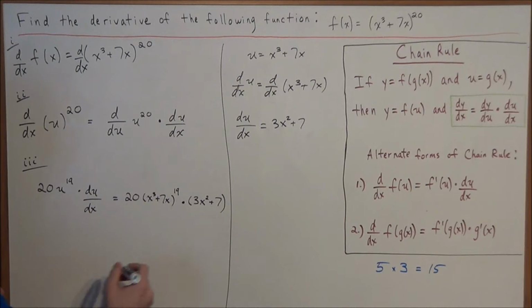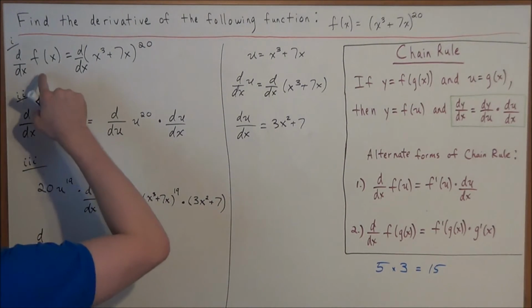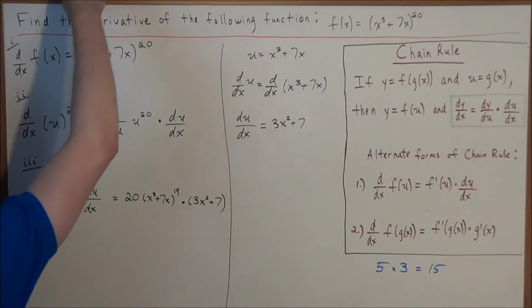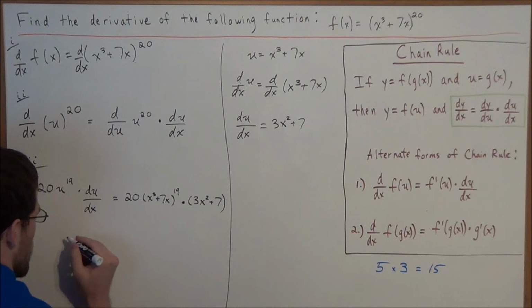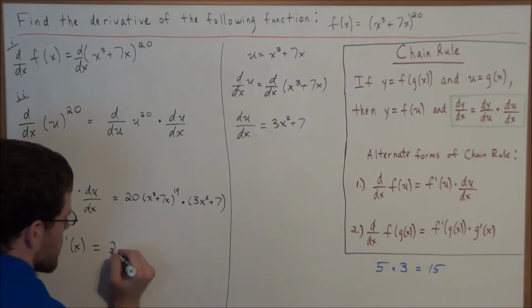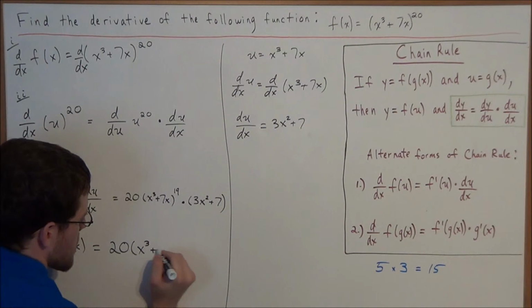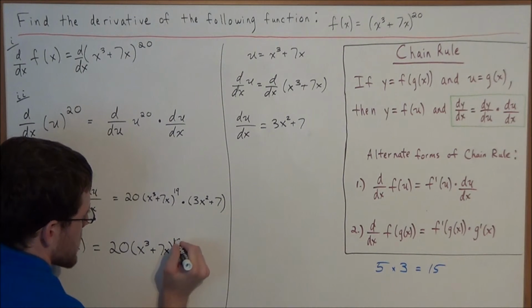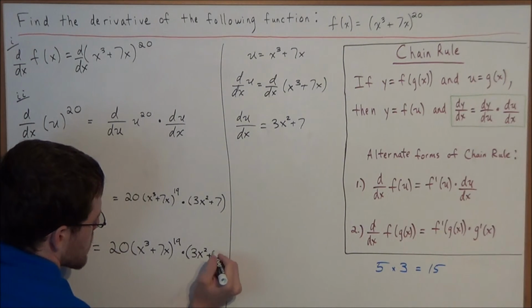So our final answer, I'll just write this really big. We have dy dx, because remember this was all ddx of f of x. We could call it dy dx, or we could call it f prime of x. So we have f prime of x is equal to 20 times x to the third plus 7x to the 19th power times 3x squared plus 7.